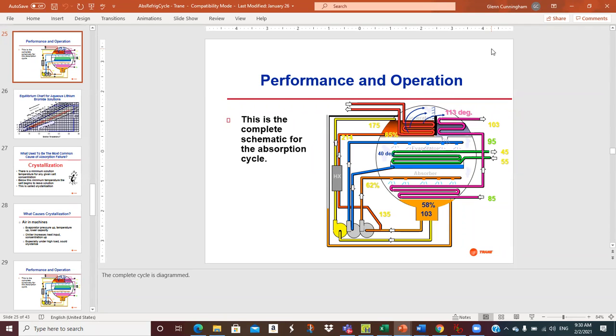So we'll go through these, and then there's another presentation I think I've sent you on the economics. They do an economic analysis to give you an idea when this absorption type chiller might be economically preferable to a centrifugal chiller.